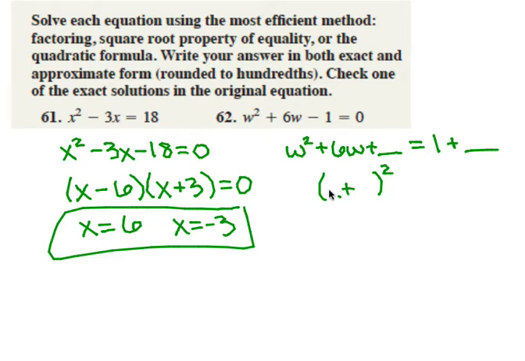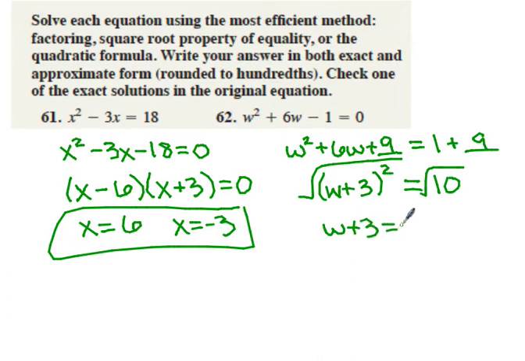Okay, so we're going to use w plus 3. And so in order to create that perfect square, we needed to add 9 to both sides. So see, this w plus 3 squared will equal 10. Take the square root of both sides. We'll see that w plus 3 is equal to plus or minus the square root of 10. And so your final two solutions are going to be w equals negative 3 plus or minus the square root of 10.